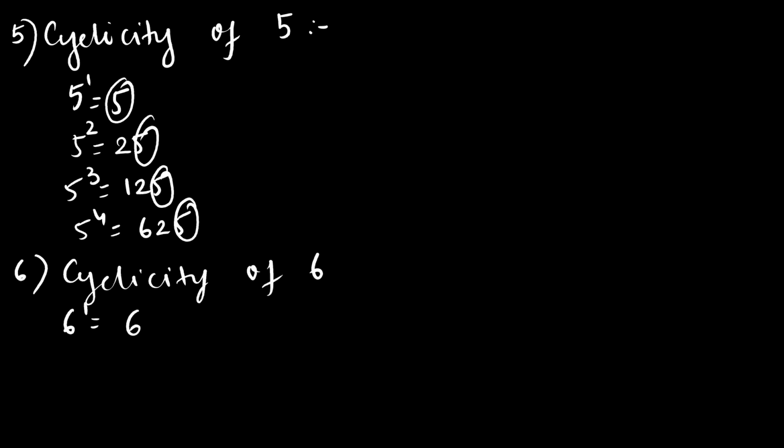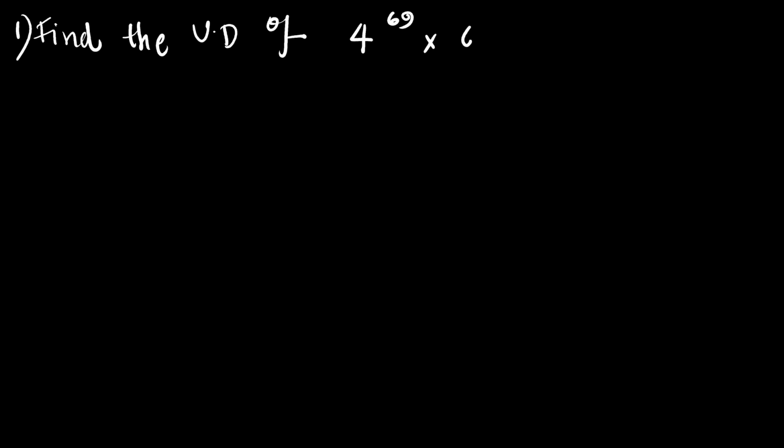6 raised to 1 is 6, 6 square is 36, 6 cube is 216, etc. Here again we see that the unit digit is always equal to 6. In the case of 6, the unit digit is always 6. So for the cyclicity of 6, the unit digit is always 6. Now we will see a problem related to this. Find the unit digit of 4 raised to 69 into 6 raised to 5.